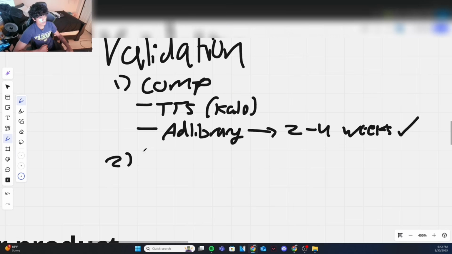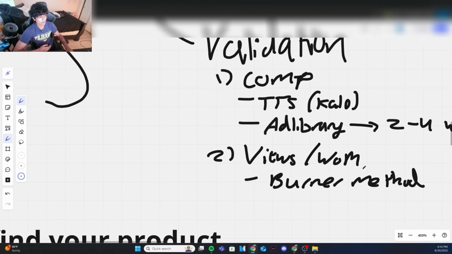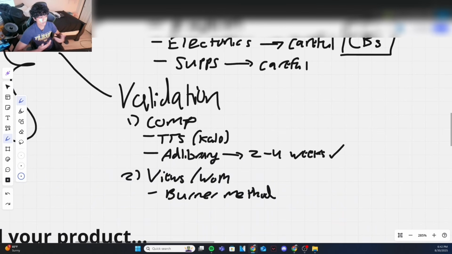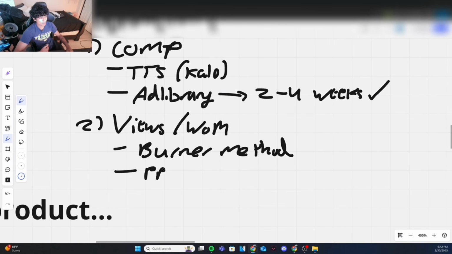So the next thing is views and word of mouth. This especially applies for the burner method. If you find a burner method product, the best way I like to validate it, outside of, is it a good problem? Is there a TAM? All that stuff. In terms of the actual validation, you can look at the views, but go on TikTok or wherever you're looking at burner and search up the product name. If you look up the product name and see actual UGC creators, actual people talking about it, that's good. That's going to be a good sign that the product is a good product and it's validated.